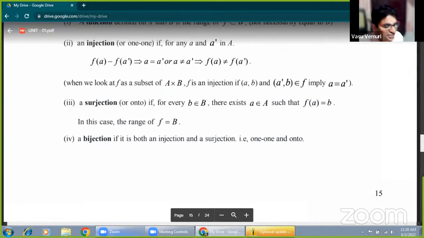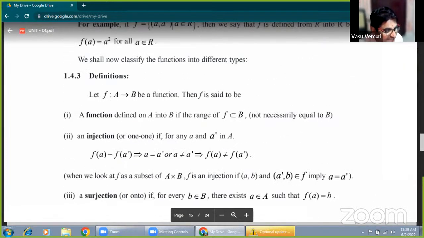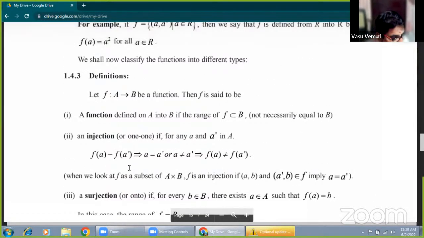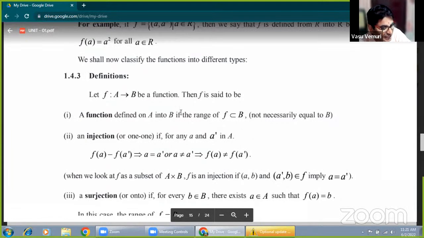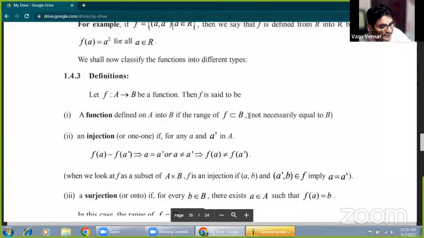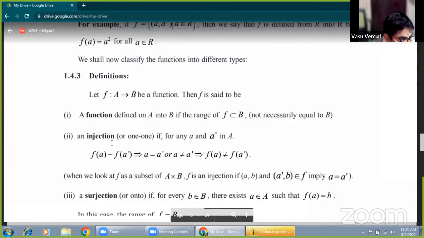What are surjection and injection? A very important concept. A number of theorems are repeated according to these definitions defined on the functions. F maps A to B is any one of the functions. That function is said to be a function defined on A into B if the range of F contains B. Not necessarily equal to B. Okay, injection is the next part.